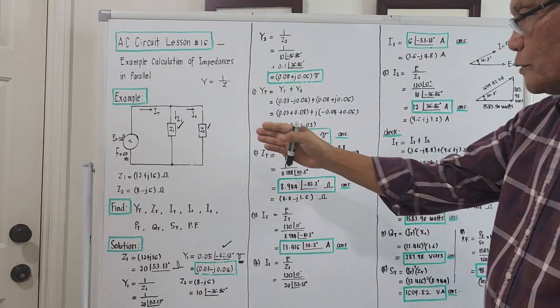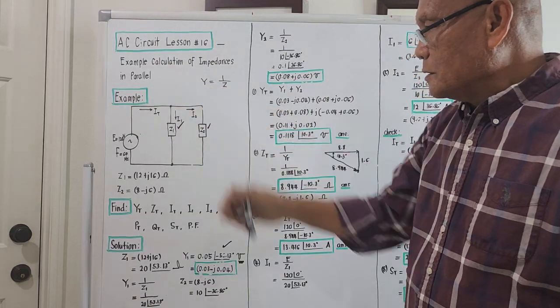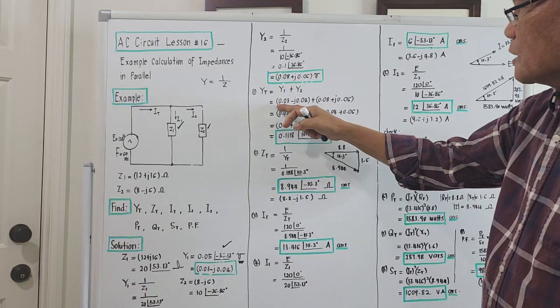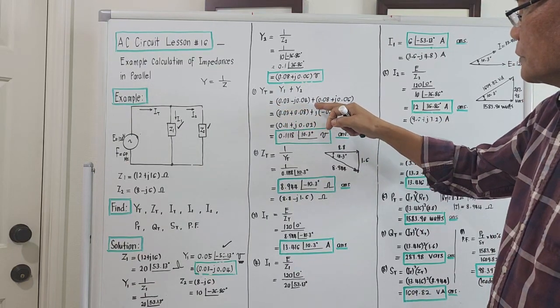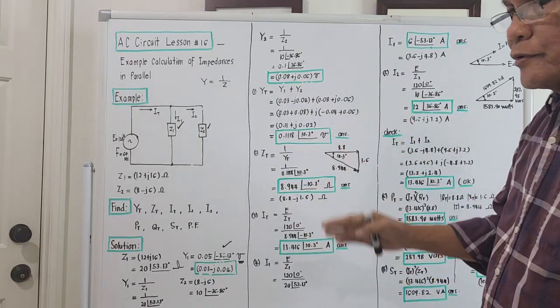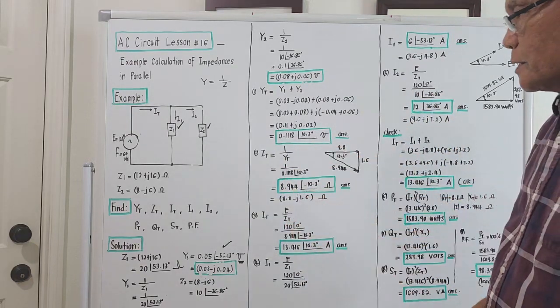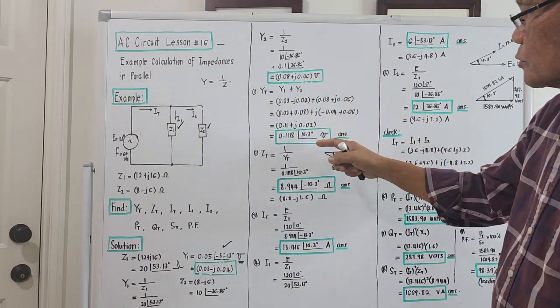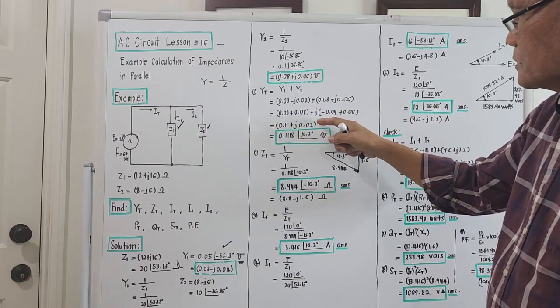So if we try to compute for the total admittance of this, it should be y1 plus y2. This is the rectangular equivalent of y1. This is the rectangular equivalent of y2. Combining similar terms, real to real, imaginary to imaginary. This is real, this is imaginary. What comes out will be 0.11 plus j 0.02.